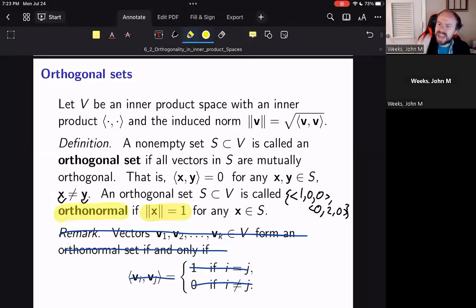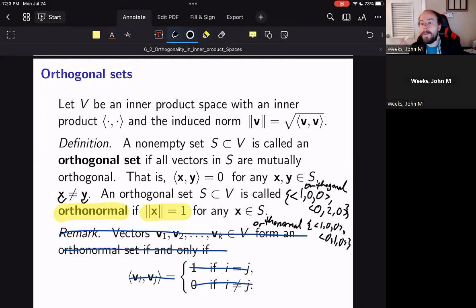Orthonormal here means they're standardized to some extent. These are standardized to be all of the same length, and that length is 1. So an orthogonal set would be something like this, whereas if we were to make this an orthonormal set, we would be looking at 1, 0, 0 and 0, 1, 0. Notice that this is an orthonormal set and not an orthonormal basis.